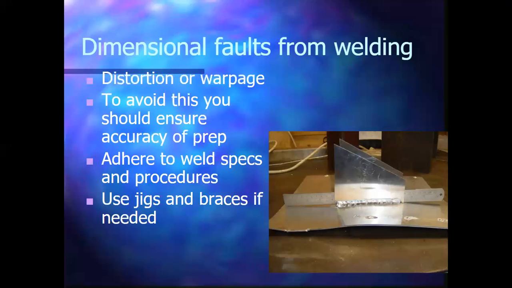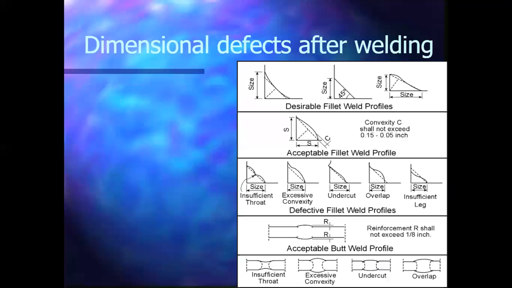Another way is adhering to weld specs and procedures. Use jigs and braces if needed. That's going to hold that material down, keep it aligned for you. It's another way of helping prevent warping and distortion.